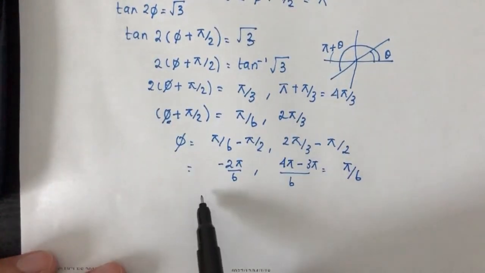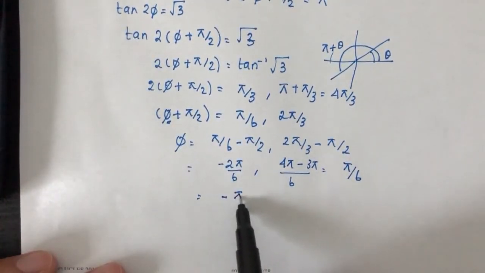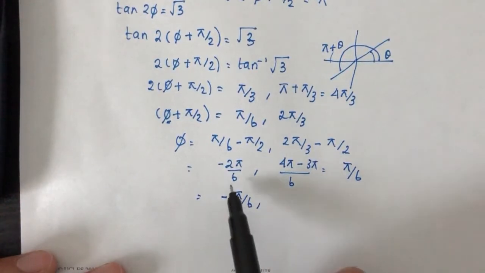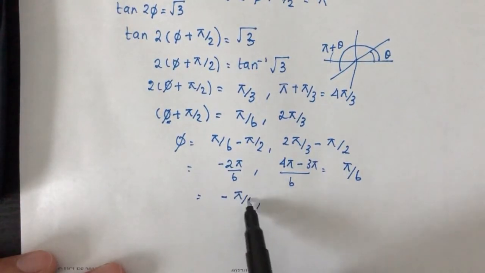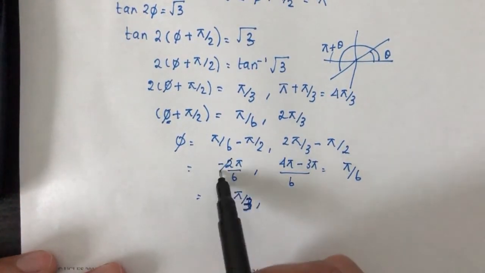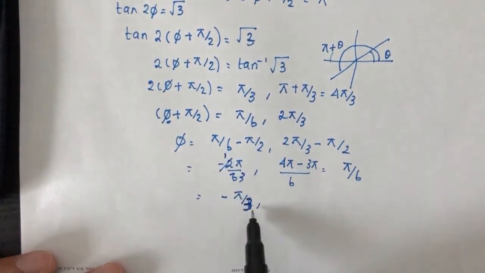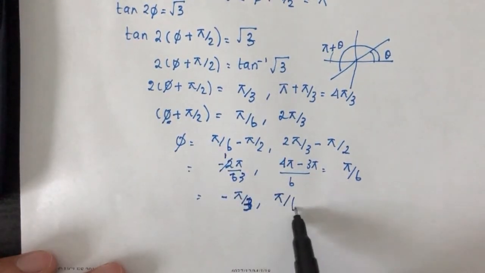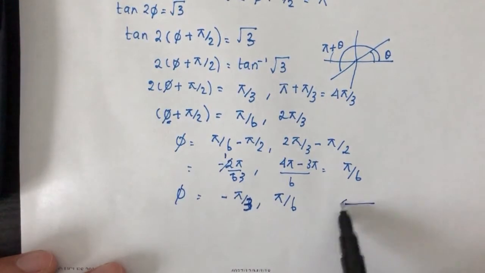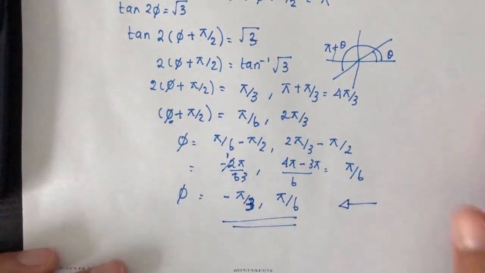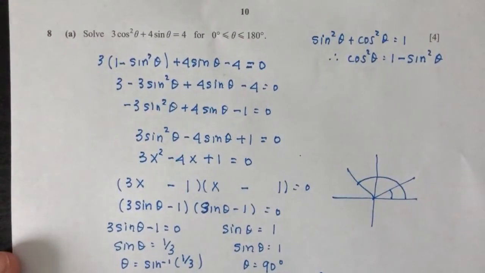So here we have two answers. One is minus pi by 6. Sorry, it is minus pi by 3, or pi by 6. This will be your answer for the value of phi. That is question number 8.